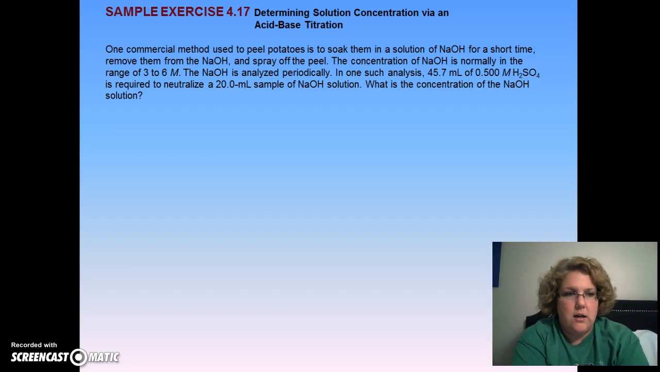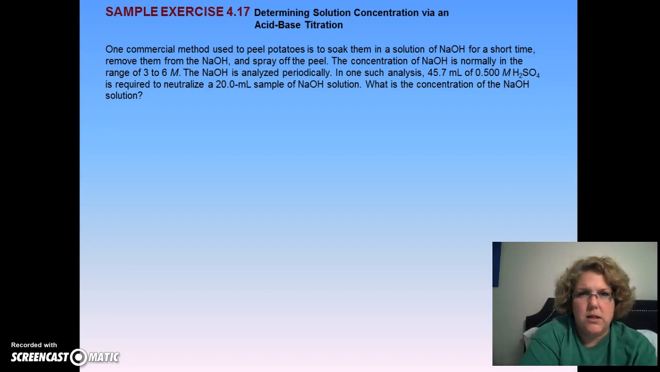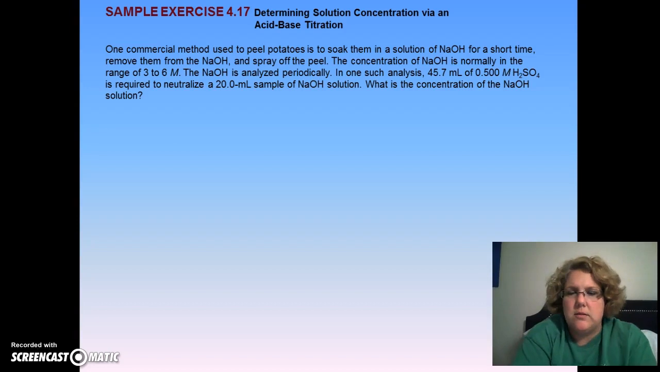All right, here's another one, determining concentration via an acid-base titration. We've done that. One commercial method used to peel potatoes is to soak them in a solution of sodium hydroxide for a short time. Remove them from the sodium hydroxide and spray off the peel. The concentration of sodium hydroxide is normally in the range of 3 to 6 molar. Pretty strong. So it gets analyzed periodically to make sure that it's in that range.